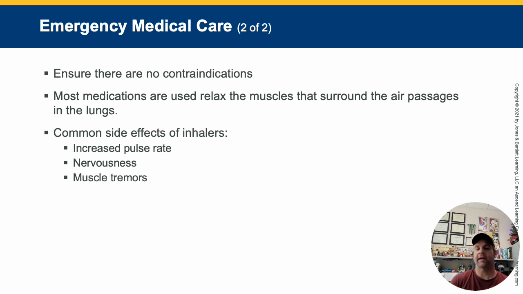So, again, common medications that you're going to see are albuterol, ipratropium, levalbuterol. But again, it's important to be aware of the side effects, because after you administer, it's not unusual to see a slight increase in pulse rate, nervousness, tremors.